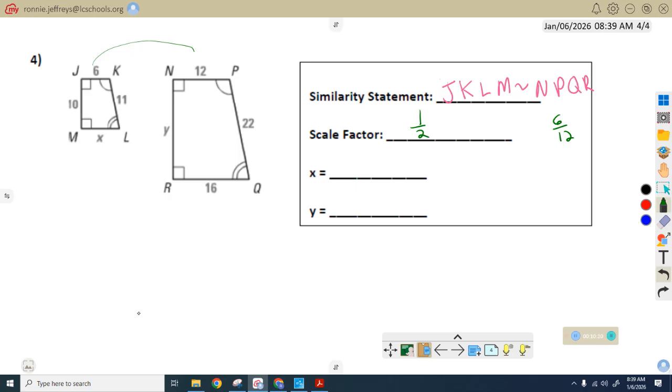So to find x, x over 16 equals 1 over 2. Now, if you have to set it up like this, that's fine. If you can think about it, like, well, if the bigger one is 16 and the smaller one is half that size, you might be able to figure that out on your own. If not, you're going to do it like this. So x is 8.